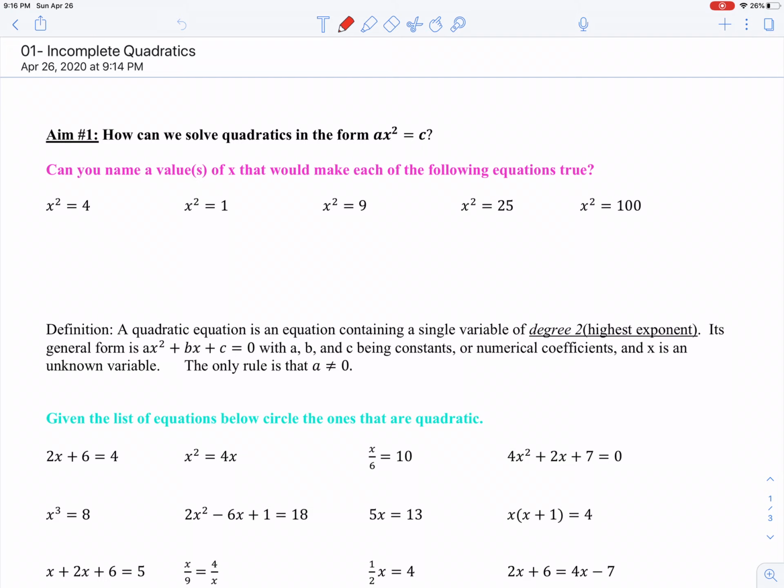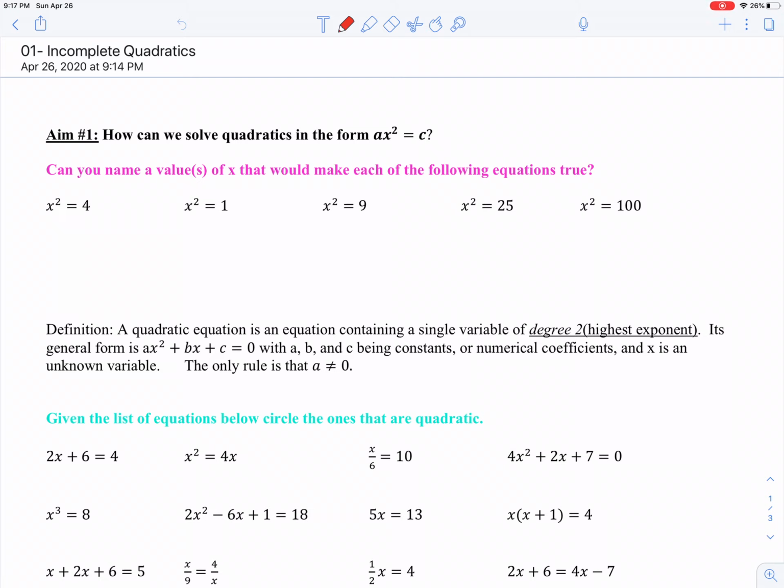Okay, so we're starting a brand new topic. How could we solve quadratics in the form ax squared equals c? The last topic we were talking about was solving quadratic equations by factoring. This topic will mention factoring a lot. However, we're going to first start looking at equations that may not be factorable. So how could we solve equations in the form ax squared equals c?